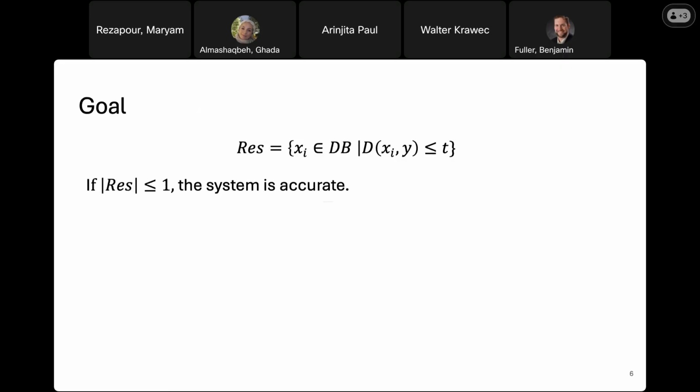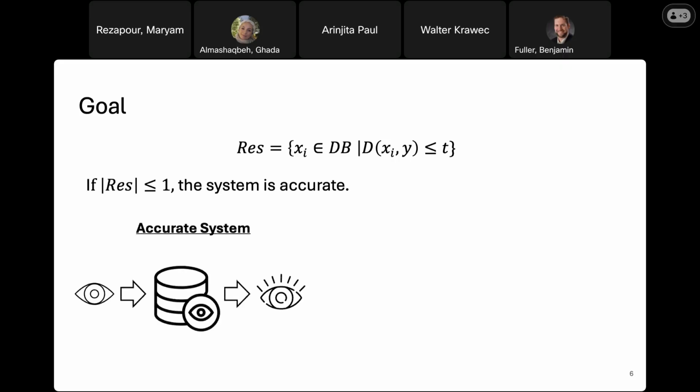As I said, the goal of the proximity search is to return all the database records whose Hamming distance from the query is at most t. And what we are looking for is that this result set size be 1. So whenever we have a query, only the biometric of just one person is returned. In that case, we call the system accurate, and this is important because we don't want anyone to identify themselves as other people.